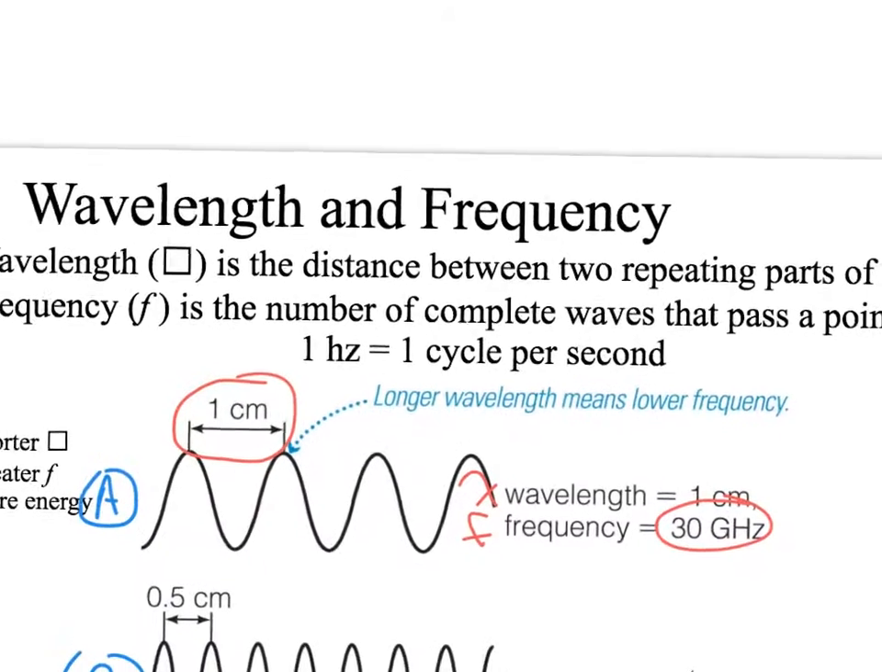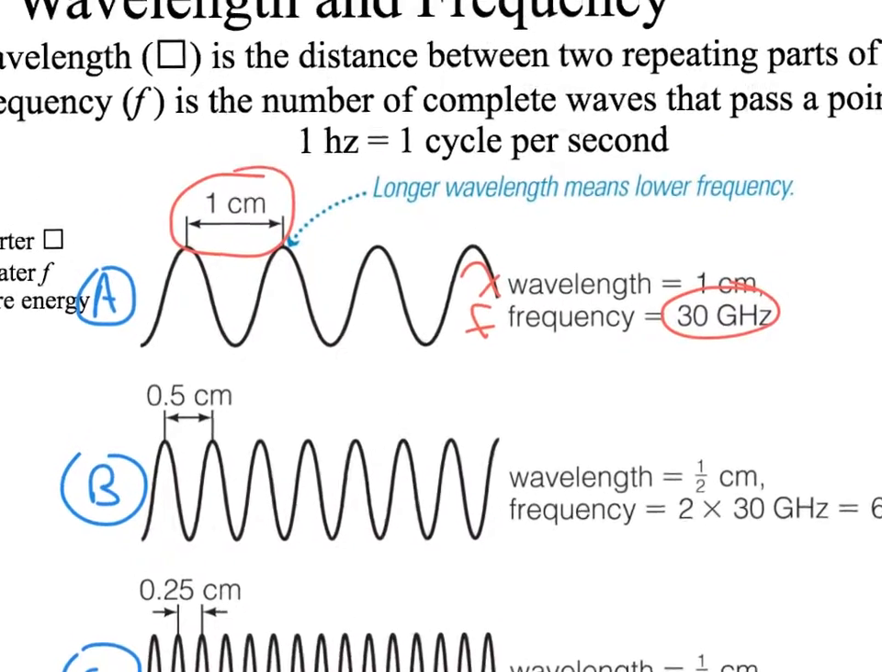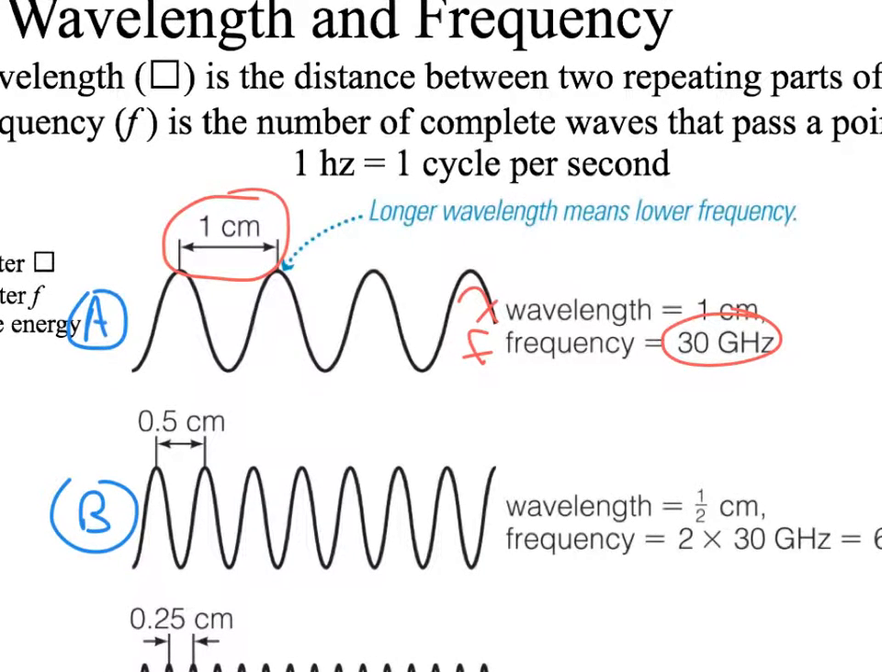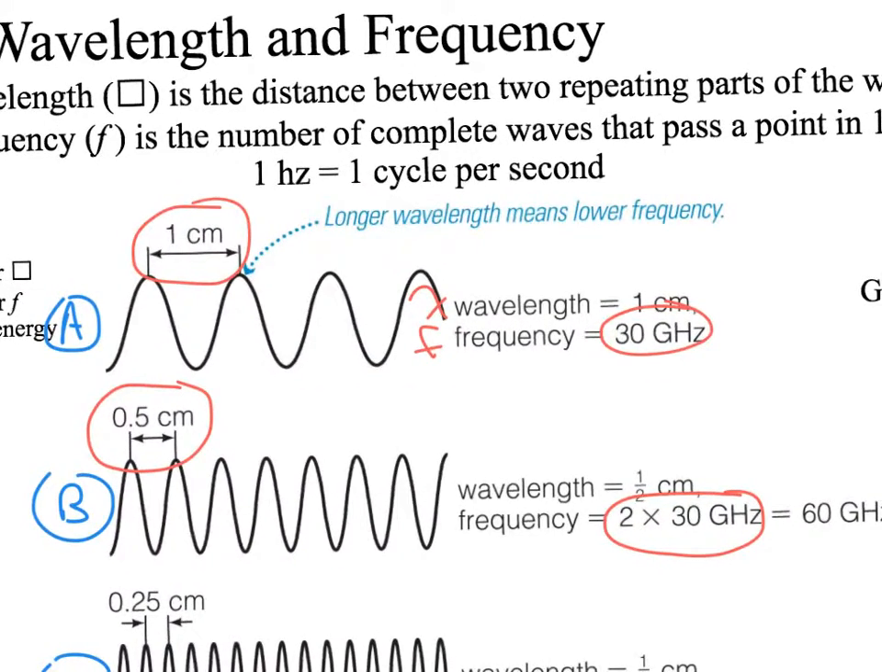So that's wave A. What about wave B? And these are cousins. They are different energies of electromagnetic radiation. Here with B, notice what your author's done is basically take the wavelength and cut it in half. Instead of 1 centimeter, it's a half a centimeter. If you do that, then you're going to have to double the frequency. So instead of 30 gigahertz, the frequency is 60 gigahertz.